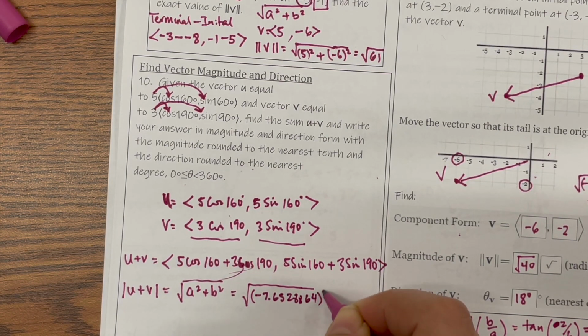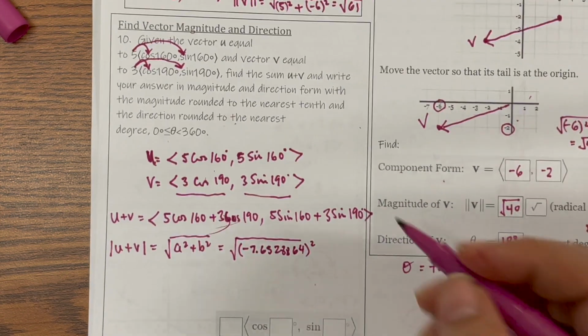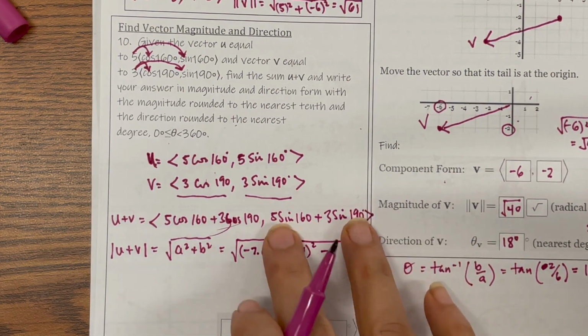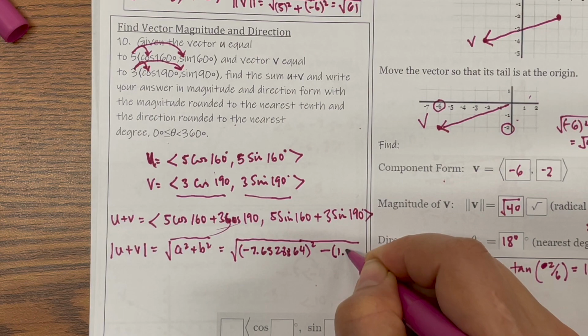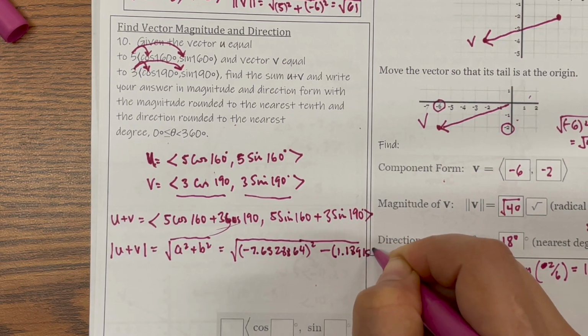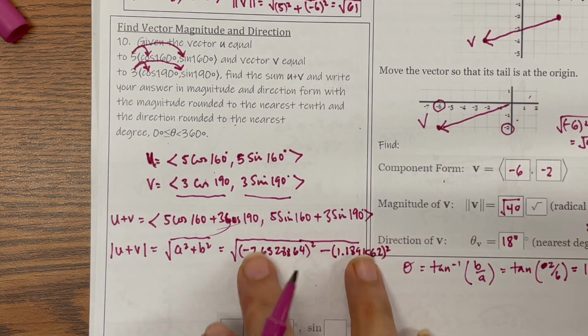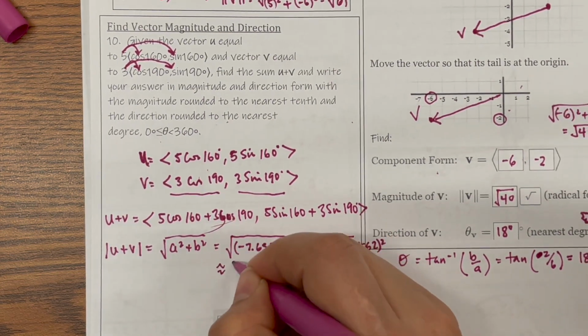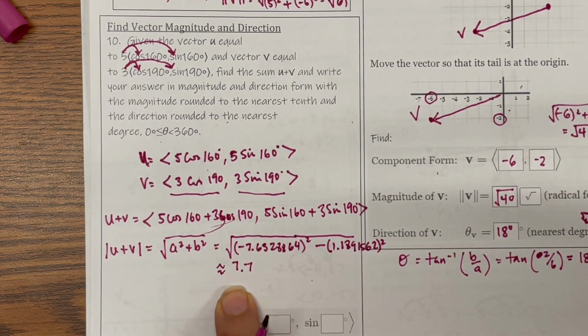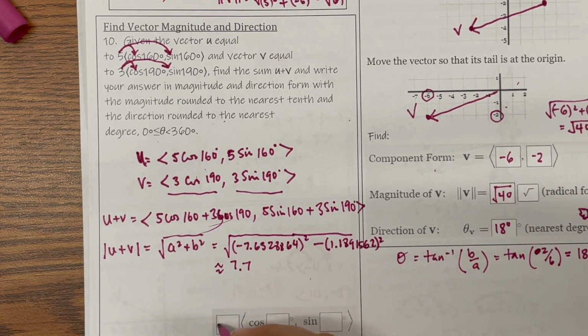7.65288864. And again, make sure that your calculator is in degree mode, squared, plus this whole thing in the calculator squared. So that's going to be roughly 1.1891562 squared. So put this whole thing in the calculator, and you're going to get approximately 7.7. So the magnitude is 7.7, and we know that outside is the magnitude, 7.7.